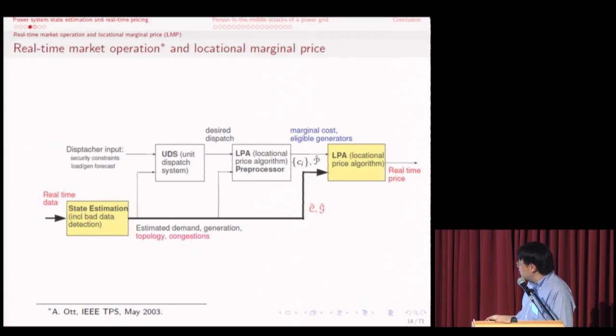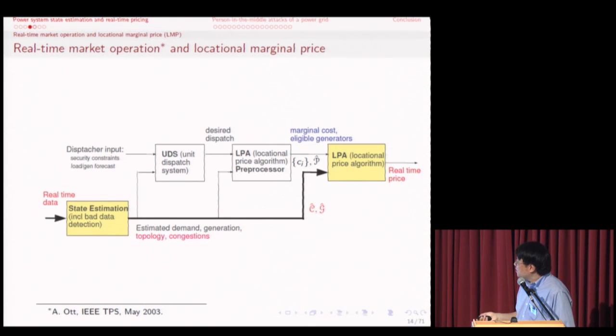Apparently, the price of electricity really depends on the pattern of congestion. I'll show you how this gets calculated. One of the important things is to estimate which lines are congested and which generators have reached their capacity limits. These are constraints that become binding, and they are the things that will affect the real-time price.